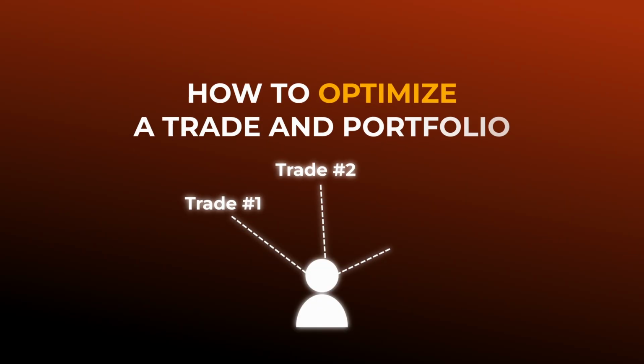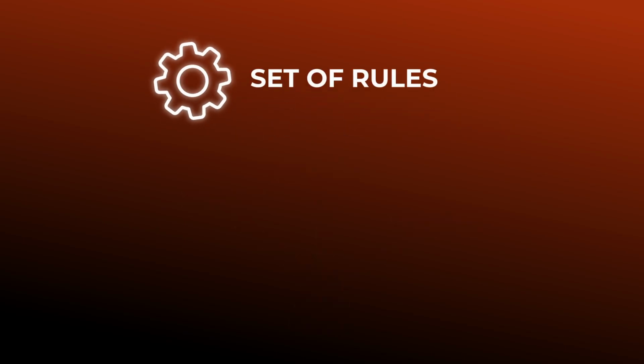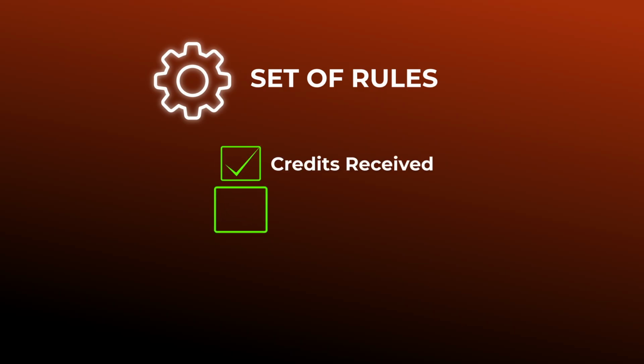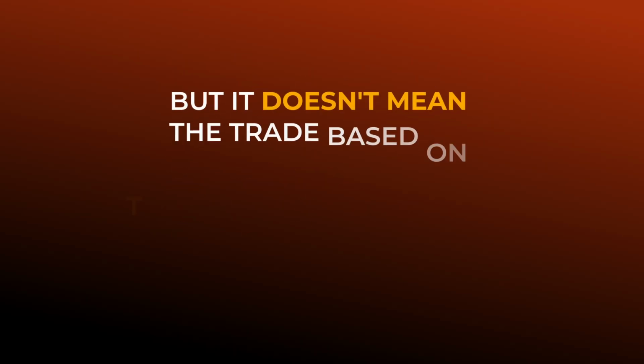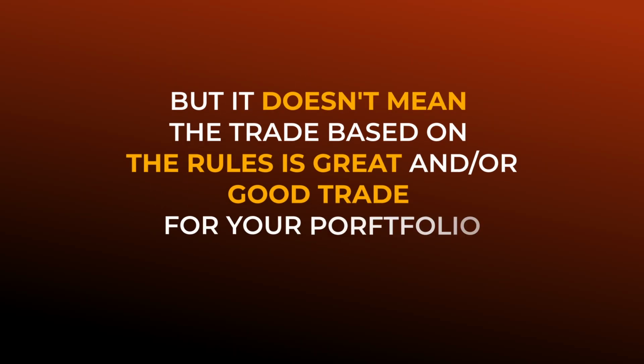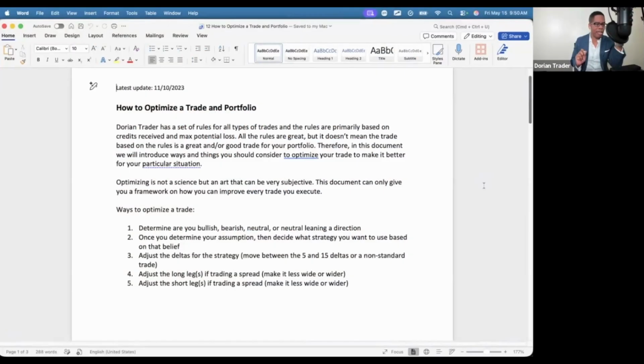How to optimize a trade and portfolio. Here at Dorian Trader, you guys, we have a set of rules for all types of trades. And the rules are primarily based on credits received and max potential loss. All the rules are great, but it doesn't mean the trade based on the rules is a great or good trade for your portfolio. Therefore, in this document, we will introduce ways and things you should consider to optimize your trade to make it better for your particular situation.